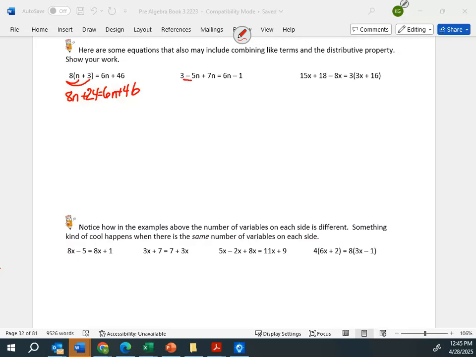And I see I have a negative 5n and a positive 7n on the same side of the equal sign. So I'm going to combine those. What is that going to look like? Vivi? Negative 5 plus 7 gives me that 2n. I'm going to bring that 3 down. What operation am I going to put there?